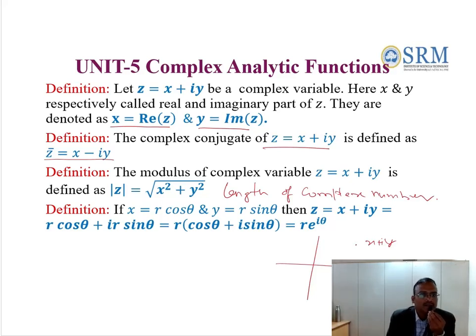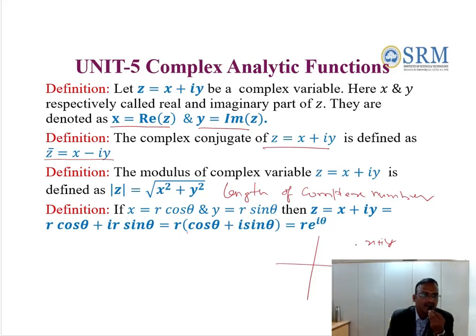In the last few definitions, the complex variable is written in terms of the Cartesian coordinates x and y. Sometimes we can write the complex number in terms of the polar coordinates, that is r comma theta. For this, we need x equal to r cos theta and y equal to r sin theta. Then z equal to x plus iy can be written as r cos theta plus i r sin theta, and r is common, therefore take it outside.